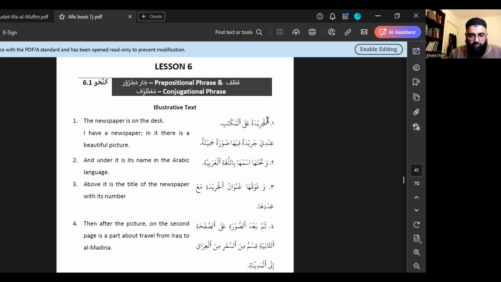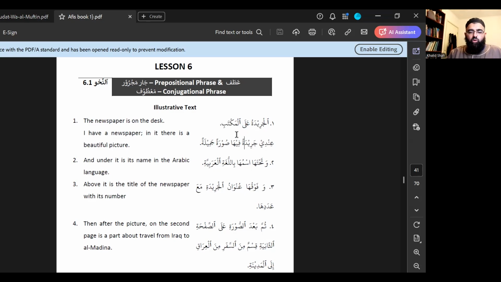So what happened to the khabar? We can see that al-jaridatu is a mubtada. It's at the beginning of the sentence, a noun. It's got all the hallmarks. It's got a dhamma there. It's got an alif lam there. That seems like the mubtada. But then we've got this new word here, ala al-maktab. It's got a kasra there, and we've got this new word ala on the word.